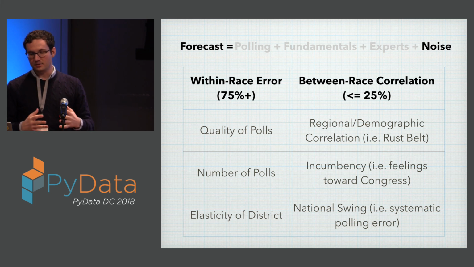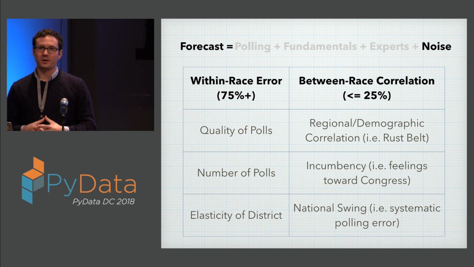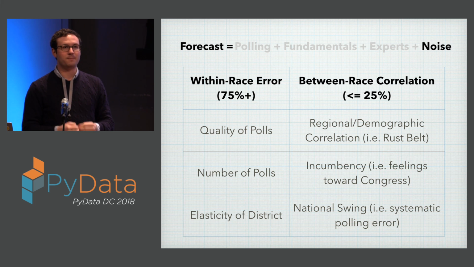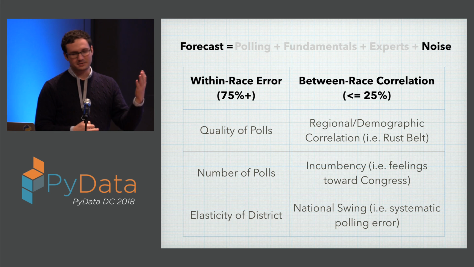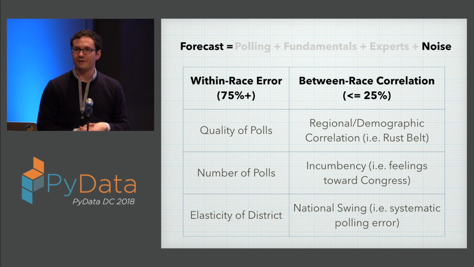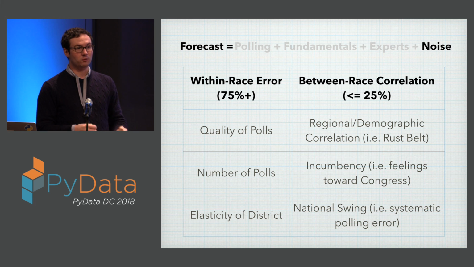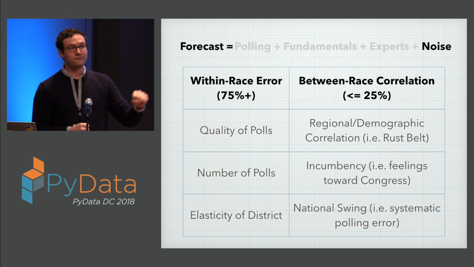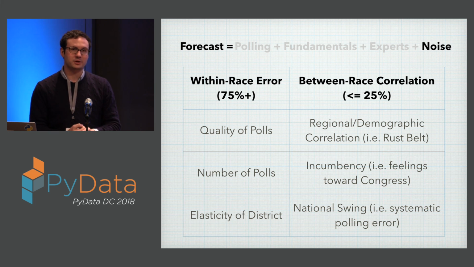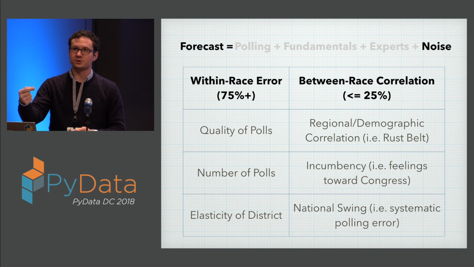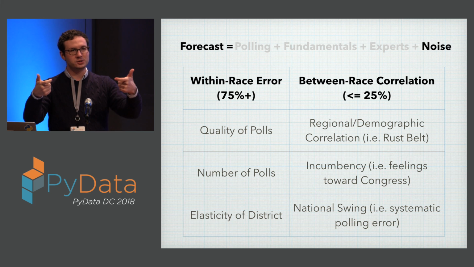And then finally, the last example here is a national swing. So maybe there's just this systematic polling error. Maybe, and sort of connecting this to the regional and demographic correlation, maybe there's a specific group that was just undersampled. For example, if you think about the 2008 election, I talked earlier about identifying a likely voter screen. Likely voters versus registered voters.